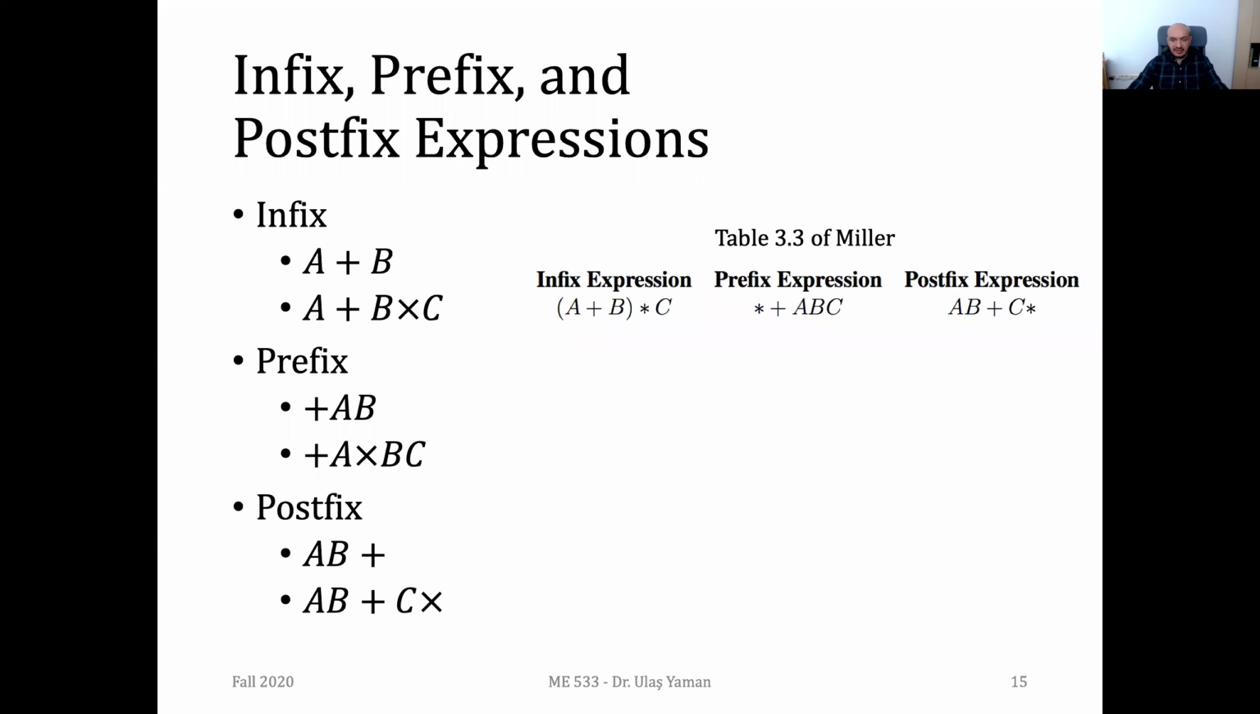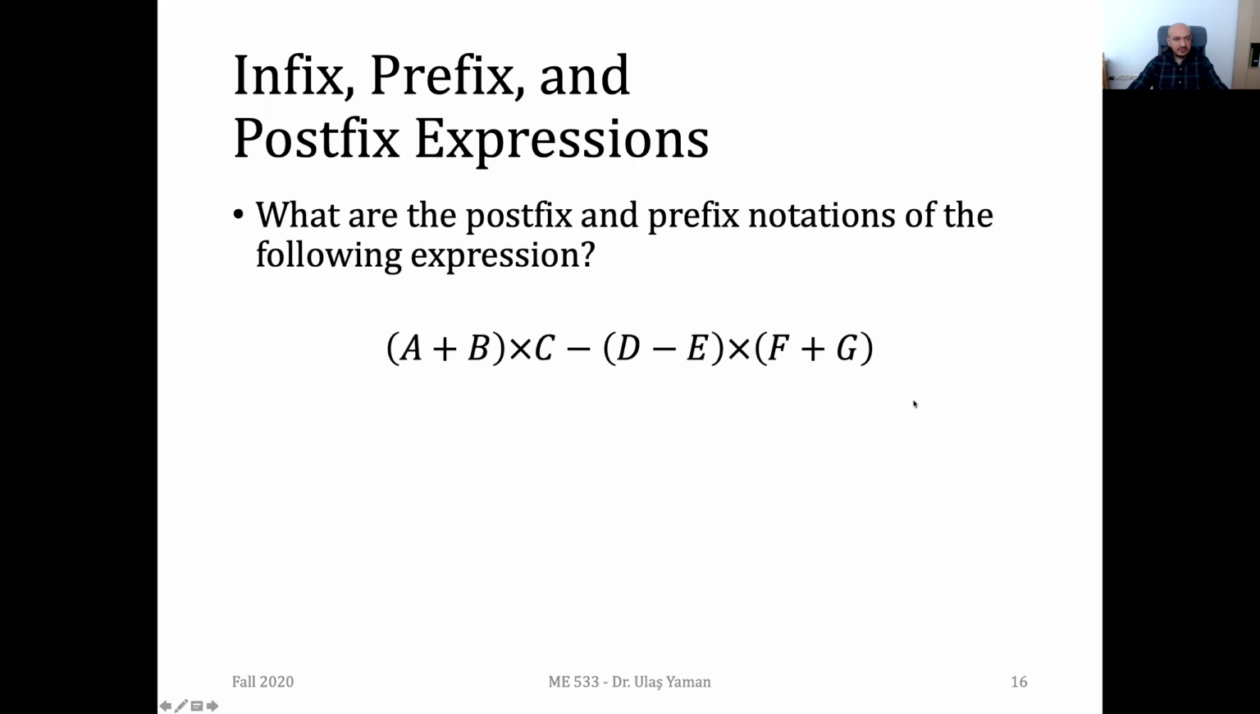This is actually from the same textbook. Now we may spend some time on this example. And I want to show how we construct the prefix expressions and postfix expressions. So let's start from the prefix expression. Now I may show you and then we may talk about it here.